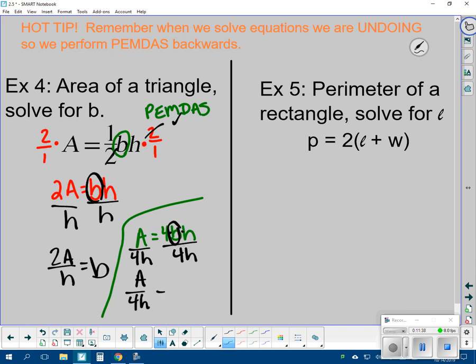The reason I did not do that in my original problem here is because then I would have had a fraction and a fraction within each other, and that's not always preferred. So if you can avoid that, it's nice to avoid it.